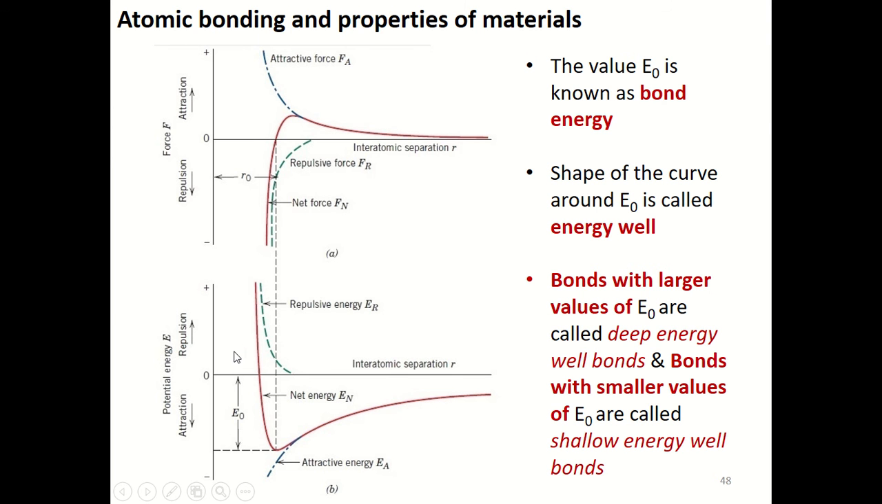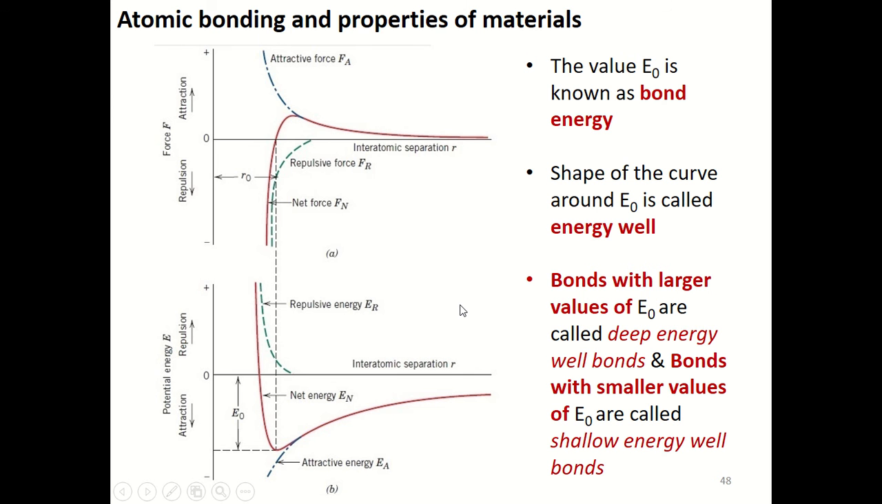Now look at the bottom curve. The same way we plotted it, instead of attractive and repulsive forces, the curves are plotted in terms of potential energy. You can look at the y-axis, where potential energy is taken, and the x-axis, the interatomic separation. So you will get the same kind of curves. You can see the repulsive energy, the attractive energy, and the net energy.